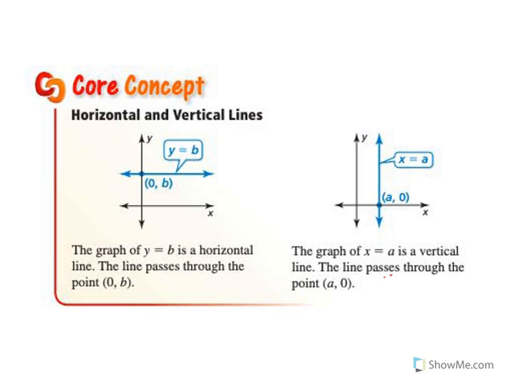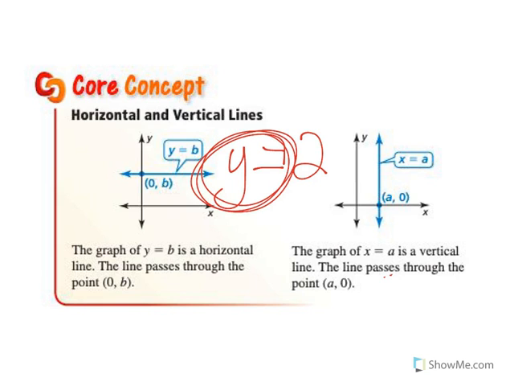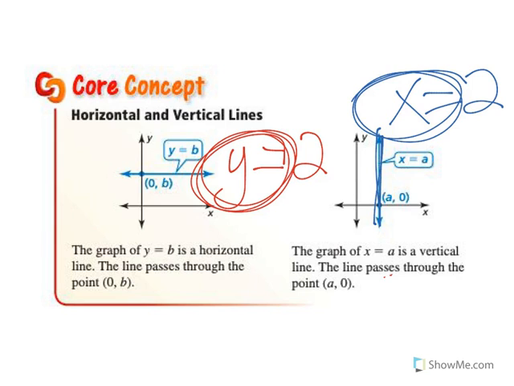You absolutely have to remember this. A horizontal line is going to be y equals some number, 2 or 4 or negative 3. Y equals is horizontal. And vertical is always x equals just a number. If you see y equals some number, then you know it's a horizontal line. If you see x equals some number, then you know that it is a vertical line.